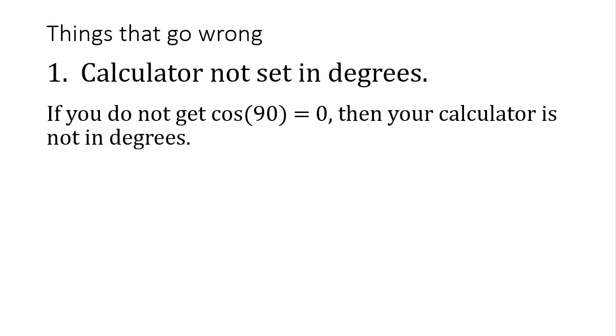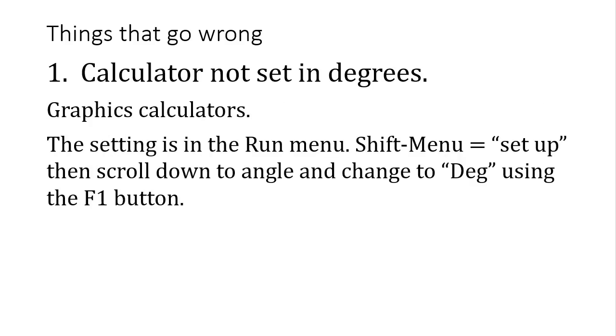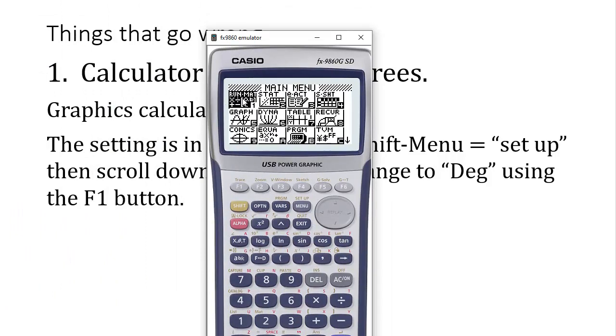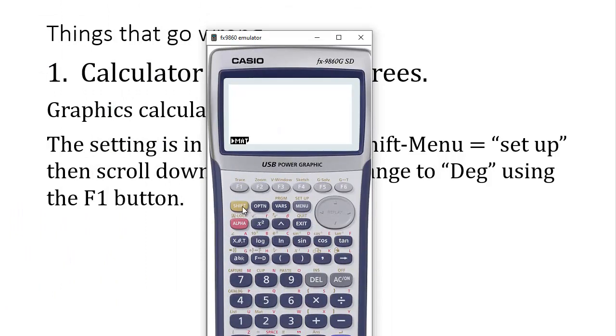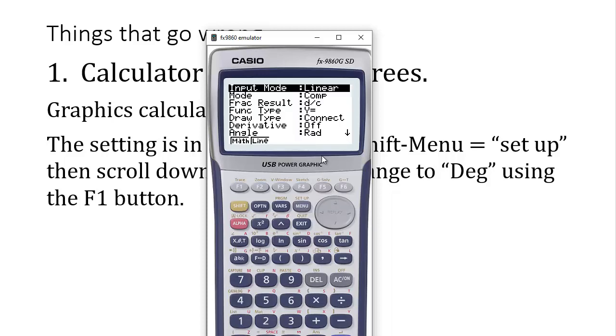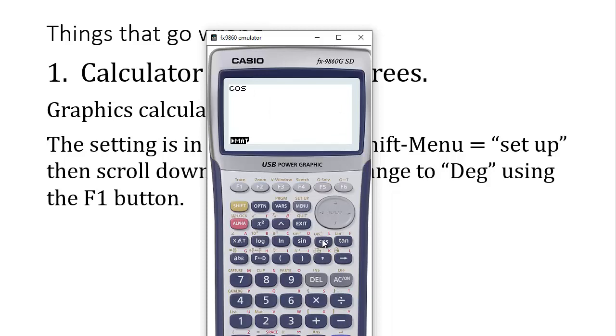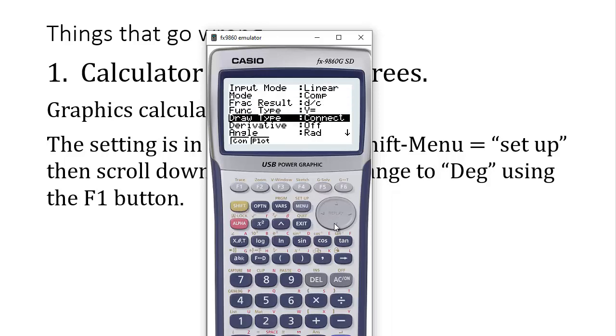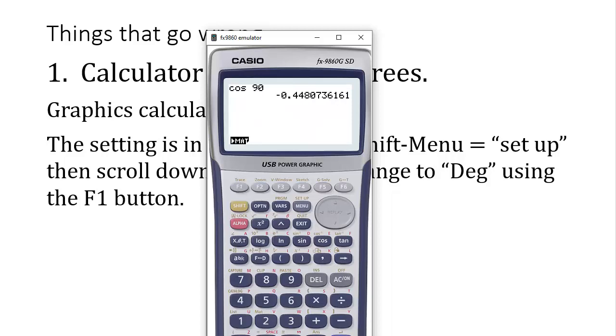So, different types of calculators. For the graphics calculator, we go to the run menu, then we go shift setup, and we can see that the angle here is in radians. So when I go cos 90, I don't get 0. Shift setup, I scroll down, I put it in degrees, enter, and now when I go cos 90, I get 0 because it's set up right.